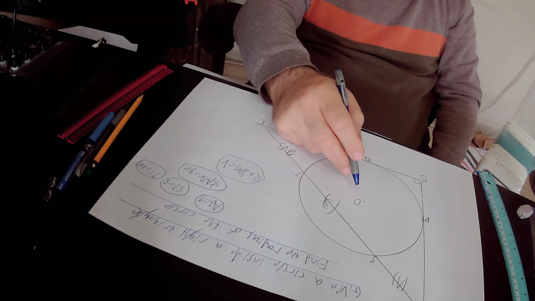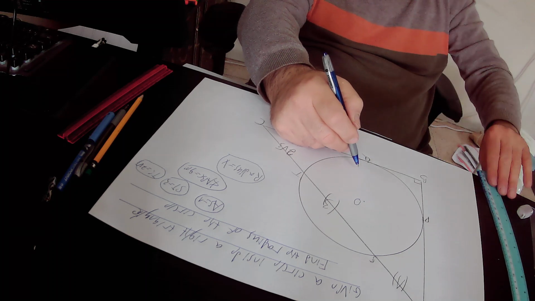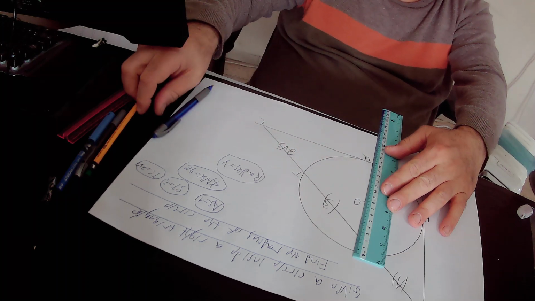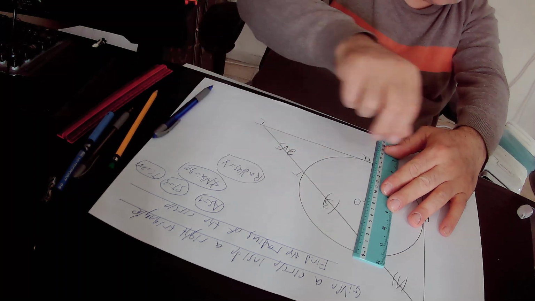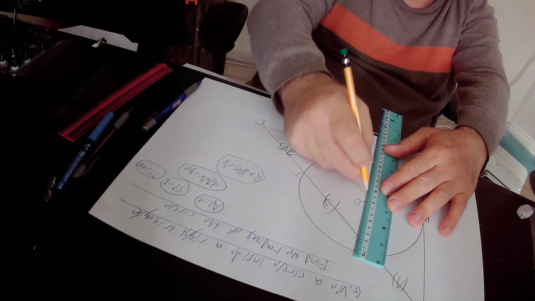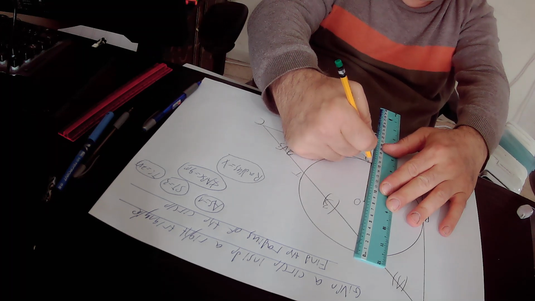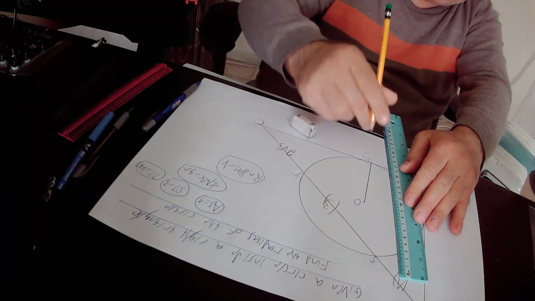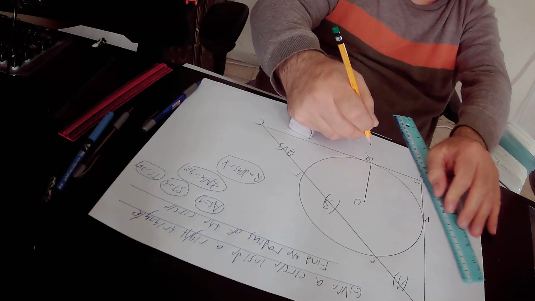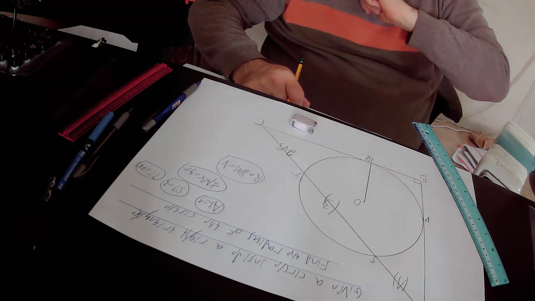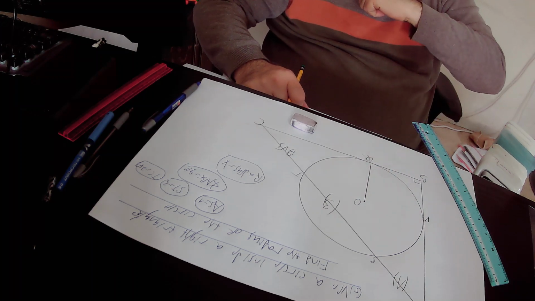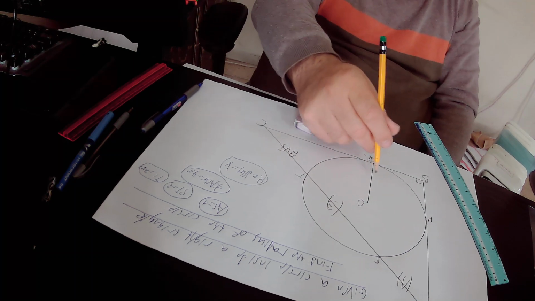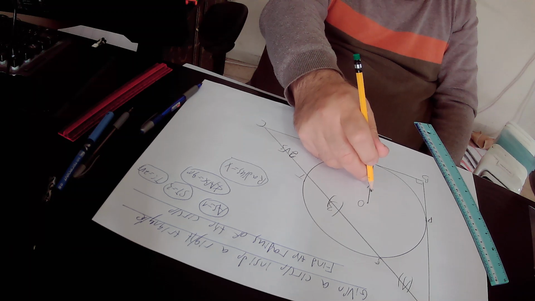We join points O and Q together by a straight line. Point O is the center of the circle, point Q is the point of the circle itself. Therefore, OQ is the radius of this circle that is equal to x according to our definition.